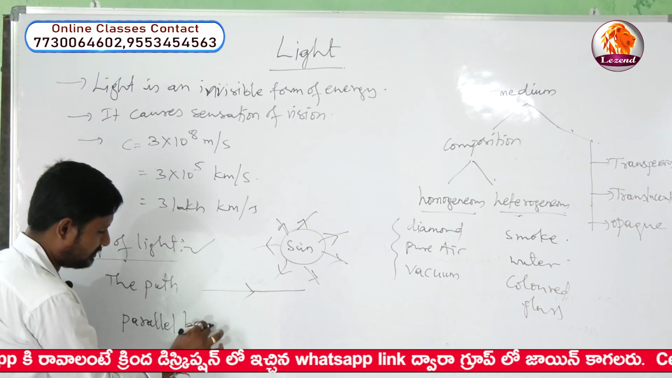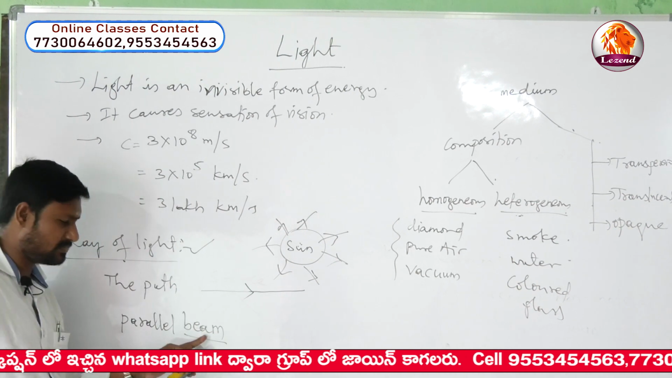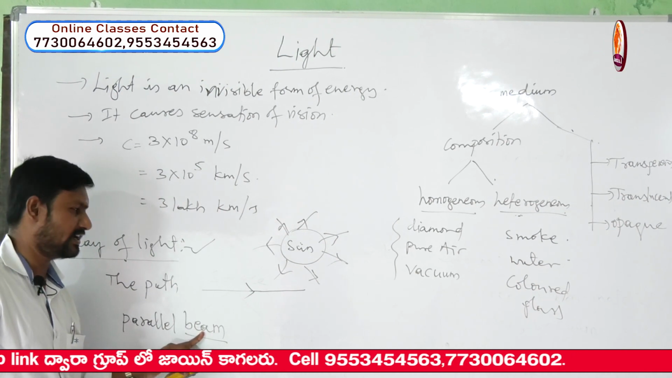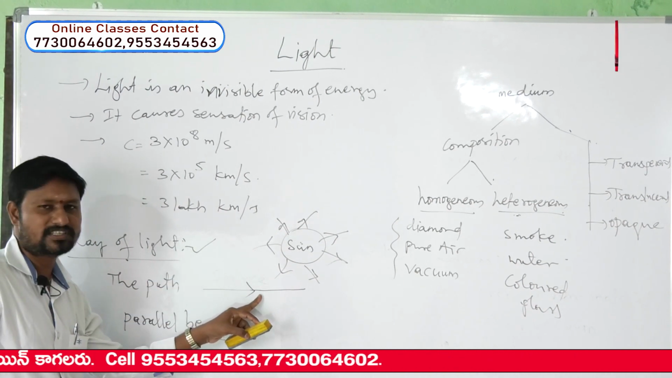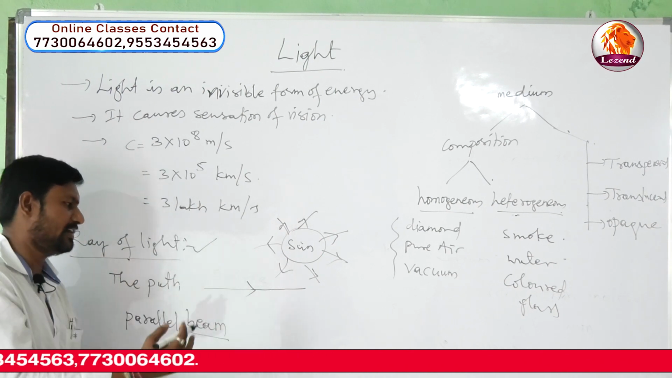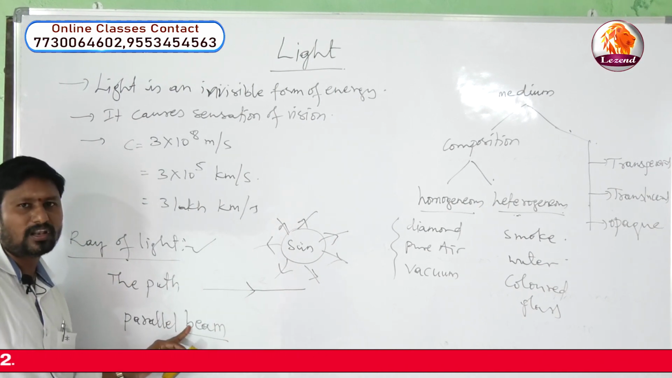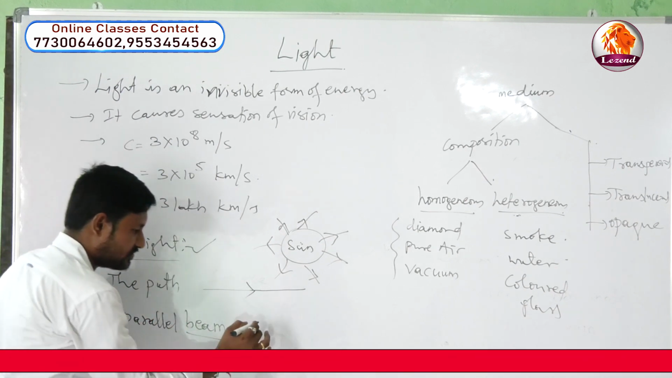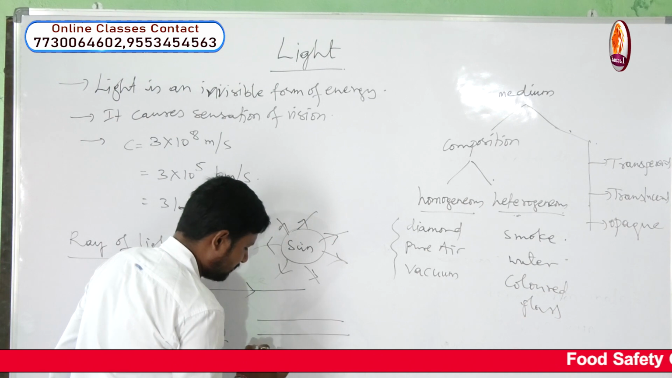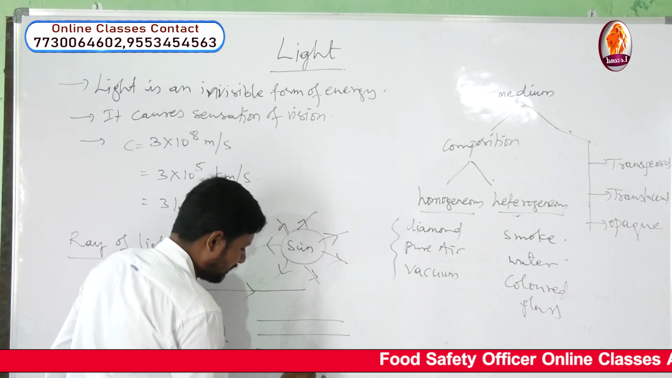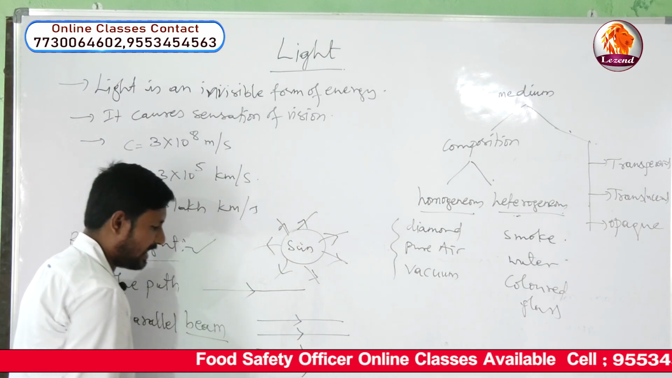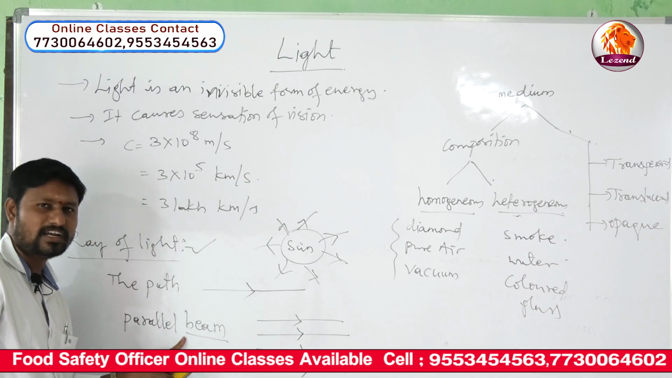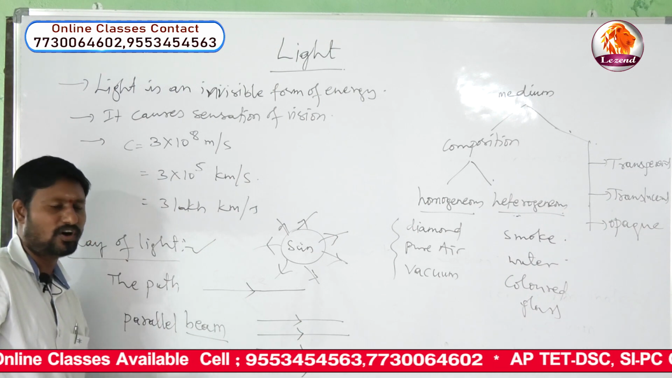Parallel beam of light. Here the beam is the word we use to represent a collection of rays of light. A single ray of light we represent like this. If a number of light rays are there, we say in plural a beam of light. And a parallel beam of light is a collection of rays of light traveling parallel to each other; such rays of light we consider a parallel beam of light.